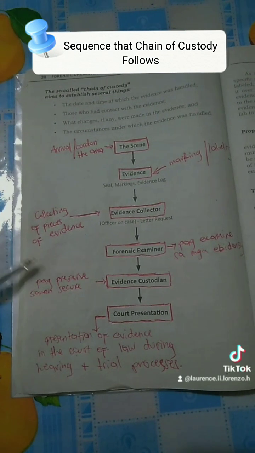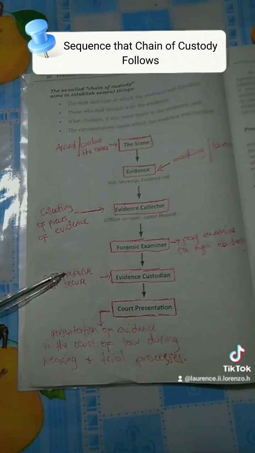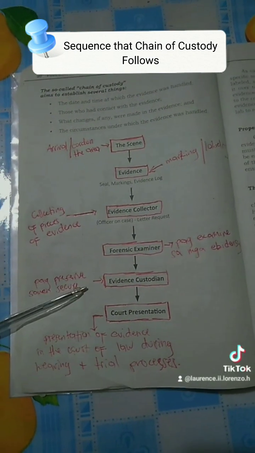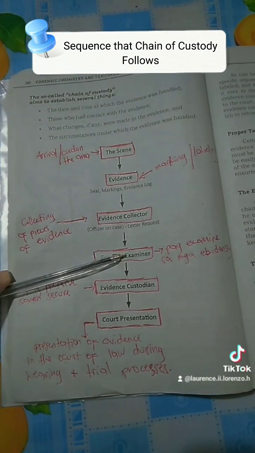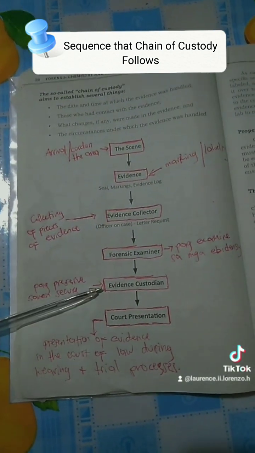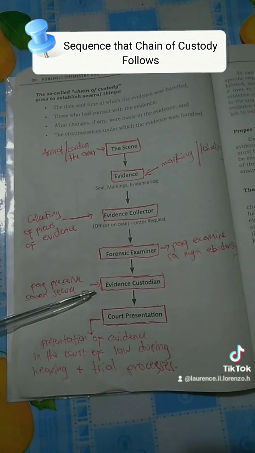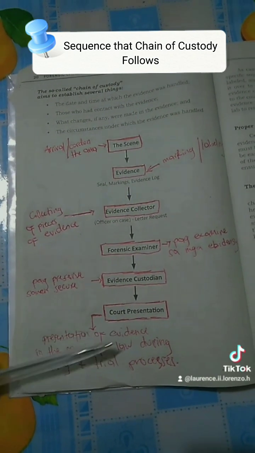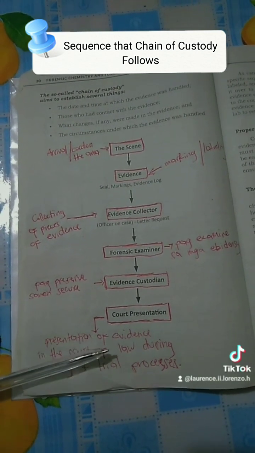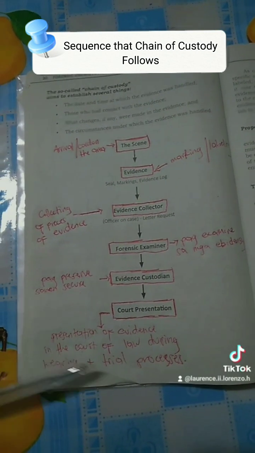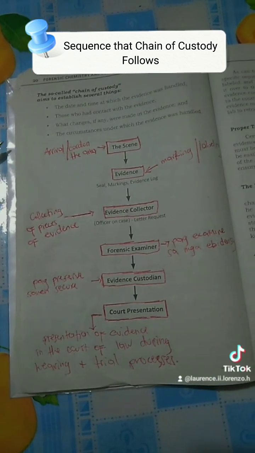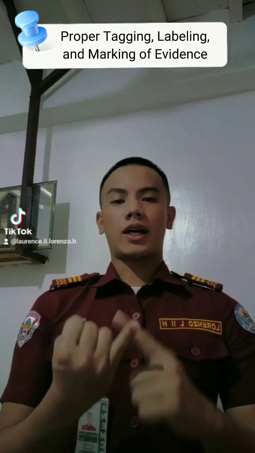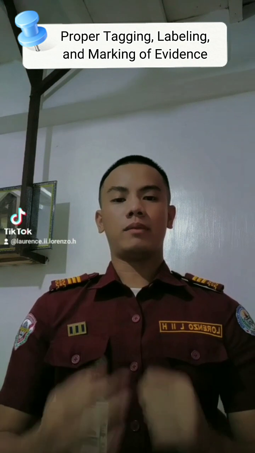With the evidence custodian, this is the one who preserves and secures the pieces of evidence submitted by the forensic examiner. These are preserved and secured in the evidence room. Then the last one is court presentation. This is the presentation of the pieces of evidence in the court of law during hearing and trial processes.